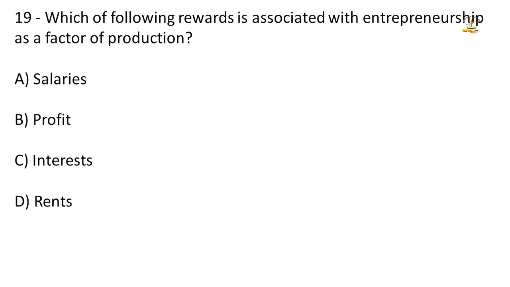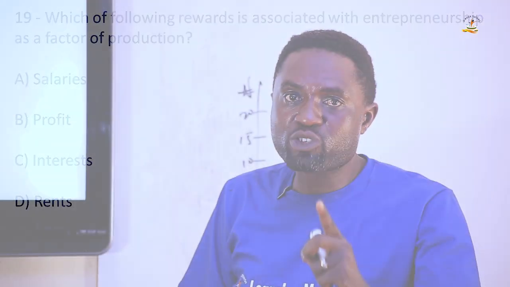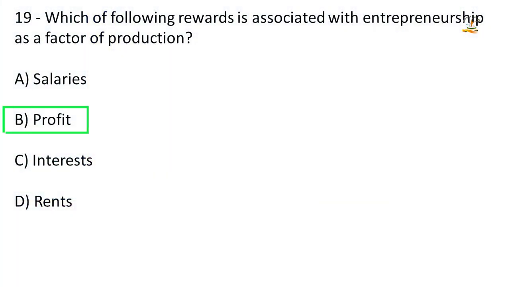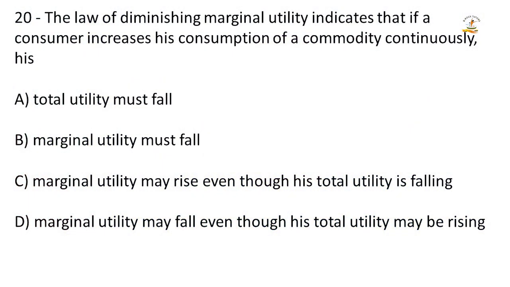So which of the following rewards is associated with entrepreneurship? Entrepreneurship, we always want to make profit. So the perfect answer to question number 19 is profits. The next question: the law of diminishing marginal utility indicates that if a consumer increases his consumption of a commodity continuously, is A, total utility must fall, B, marginal utility must fall, C, marginal utility may rise even though its total utility is falling, D, marginal utility may fall even though its total.